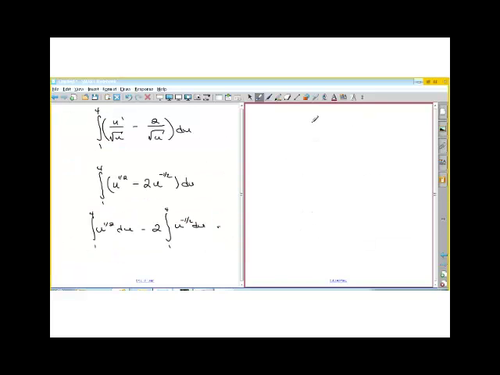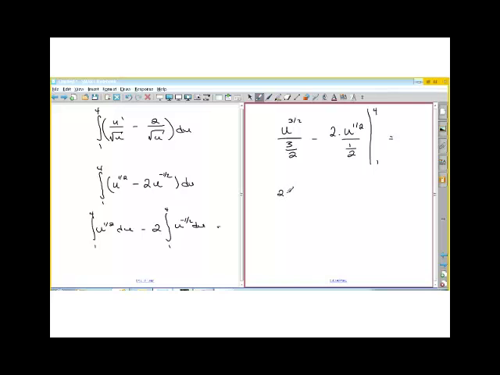So you add 1 to the exponent, so you get u to the 3/2 divided by 3/2 for the first term, and then we have 2 times u to the positive 1/2 divided by 1/2, with our vertical line to show what the limits are. We don't need to include the arbitrary constant, because that's going to cancel out. Okay, let's simplify this before we actually plug something in.